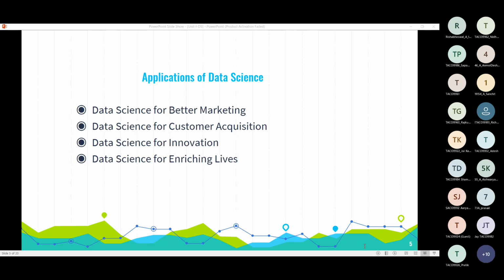Next, data science for customer acquisition. Data scientists help the company acquire customers by analyzing their needs. This allows the company to tailor a product best suited to the requirements of its potential customers. In this case, data holds the key for companies to understand their clients very well, and thus data science is used for customer acquisition.